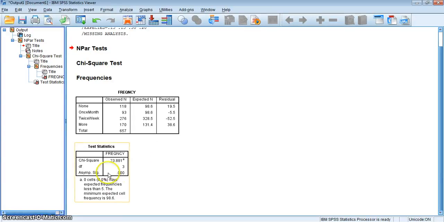And then here's that warning I was telling you about. In fact, it doesn't say warning here, but if any of our expected cell counts were less than 5, you'd get a warning here. Here it tells us actually 0 of our cells have expected cell counts less than 5.